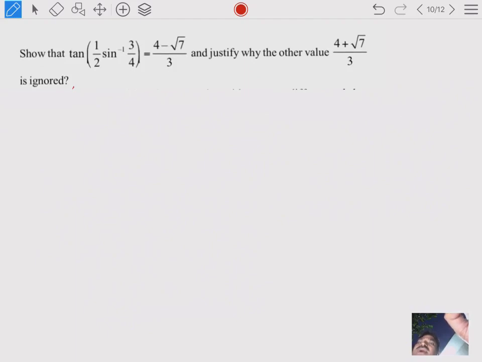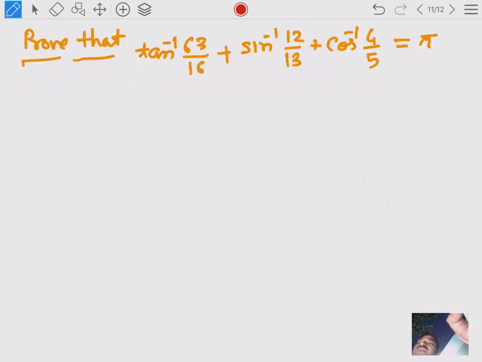in the last, I want to solve this problem. This is the last problem of our session. In this question, I can see tan inverse 63 by 16, prove that. It is our example question, maybe from your NCERT textbook. So now the left hand side is tan inverse 63 by 16. Let it be in the same form.